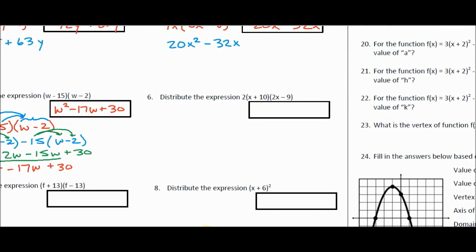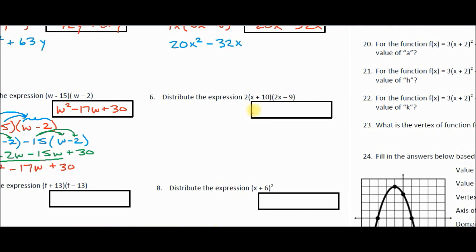Question number 6, same situation. Oh, looks a little bit more difficult. Now we have a constant term out in front, so we're going to have to do our work twice. Let's write our problem out. 2 times (x plus 10) times (2x minus 9).